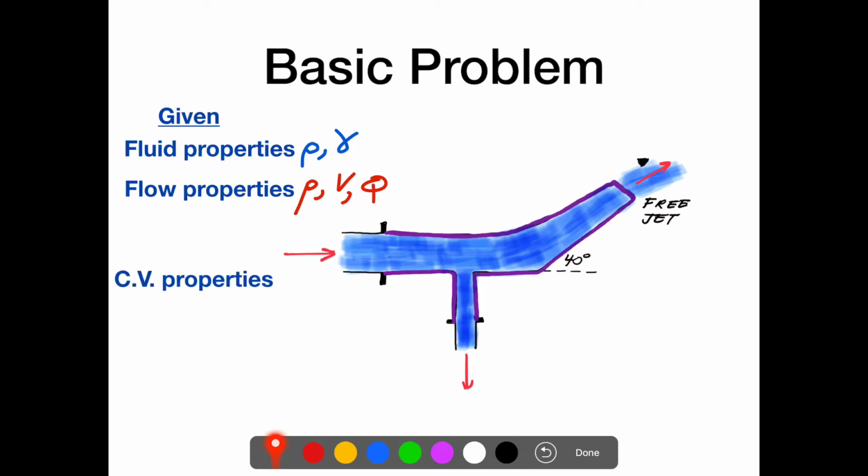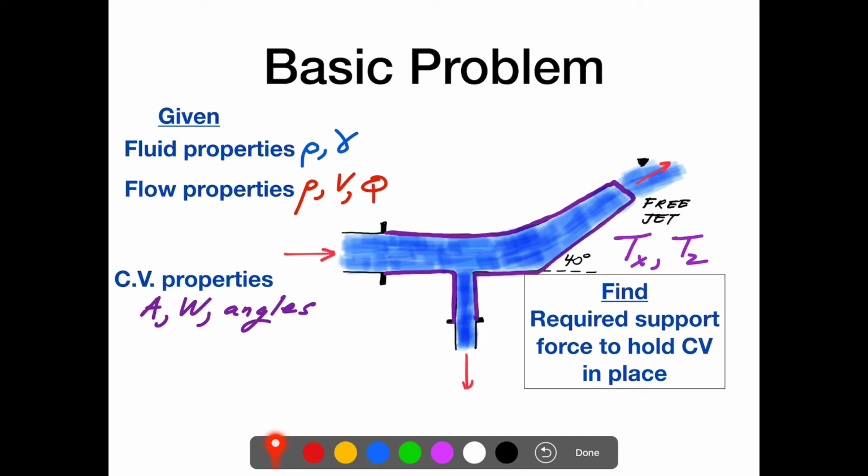We know something about the control volume, so that would include the areas of the different cross sections that we're evaluating, the weight of the entire cross section and the fluid, and any angles involved in the problem. And what we're trying to figure out here are the two forces that are required to hold this control volume in place. The force is a vector, so there are two components, one in the x and one in the z. And we need to figure out the magnitude of those components.